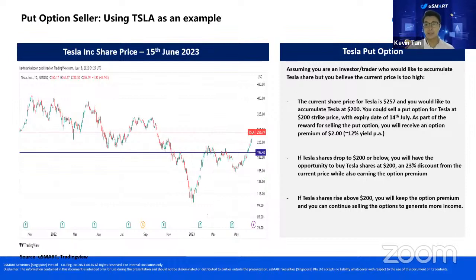And having said that, obviously, if Tesla shares rise above $200 and keep rising, you get to keep the option premium, and you can continue to use your base capital to keep selling options to generate more income for yourself.